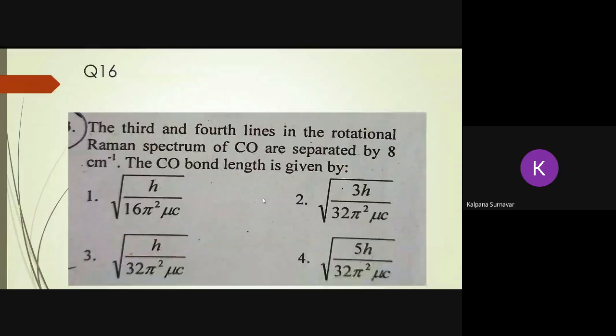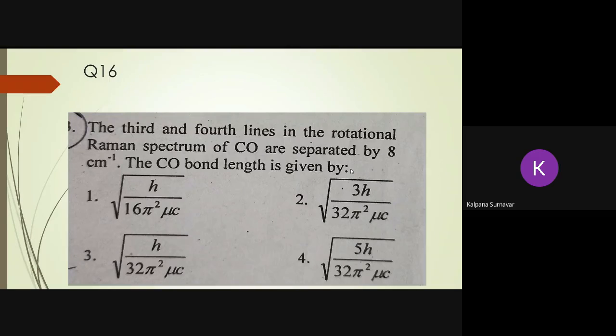Question number 16 is here, which was previously asked for 4 marks. The third and fourth lines in the rotational Raman spectrum of carbon monoxide are separated by 8 per centimeter. The carbon monoxide bond length is given by.